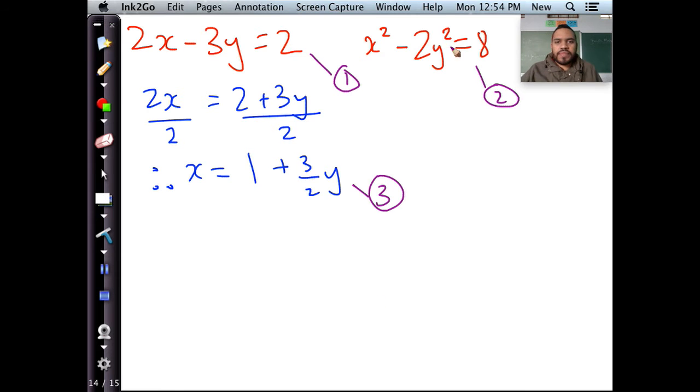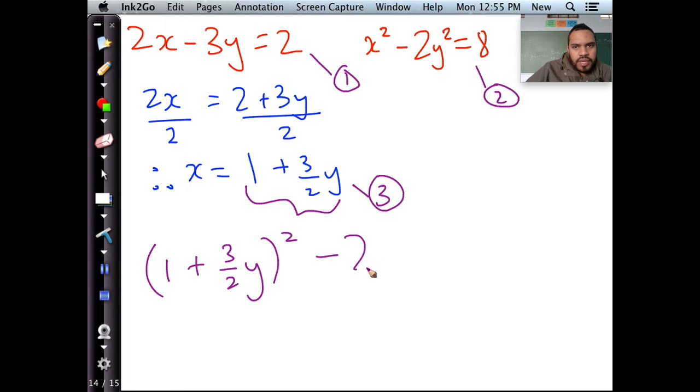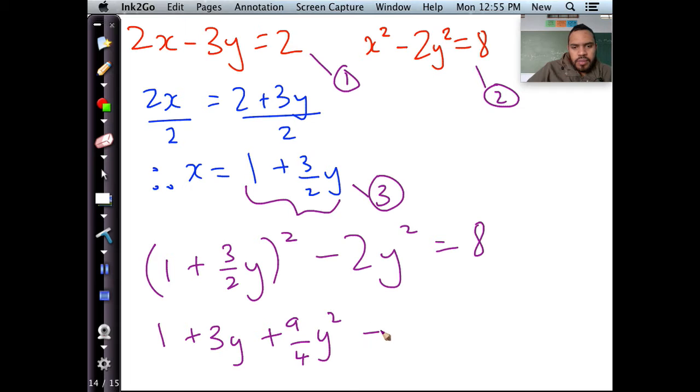So let's look at equation 3, substituting in equation 2, which means everywhere where we see x, we're going to put this whole thing in over there. It's going to be 1 plus 3 over 2 y, all squared, minus 2y squared is equal to 8. Now here we solve. This is going to be just 1. That's 3 over 2 times 1, which is 1.5. Let's double that. It's going to give you positive 3y, plus 9 over 4 y squared, minus 2y squared is equal to 8.